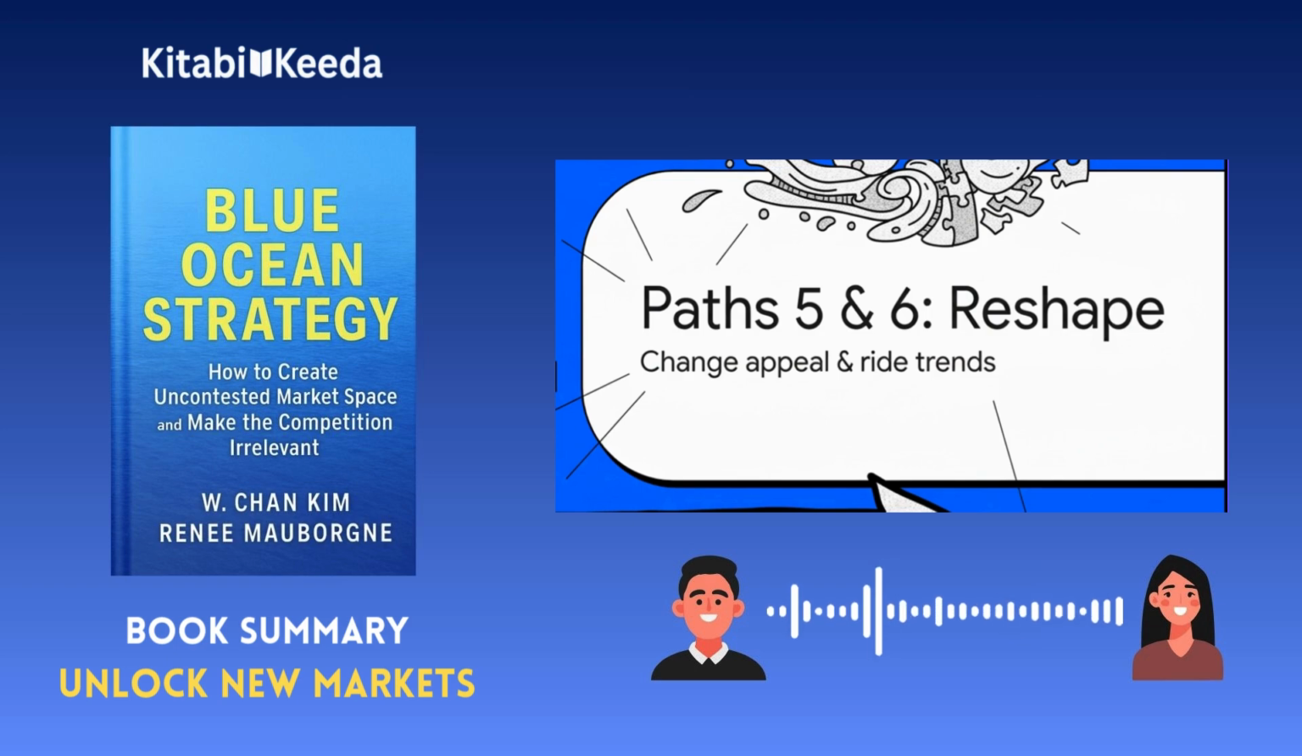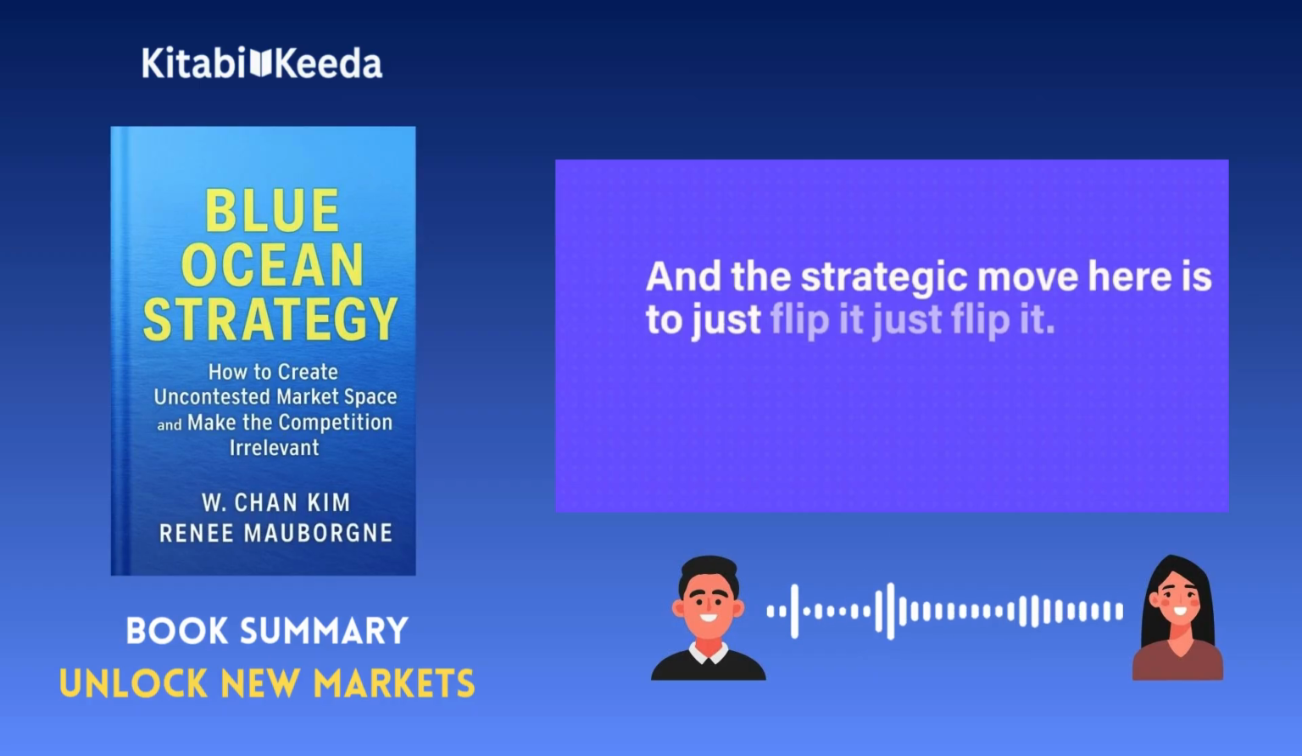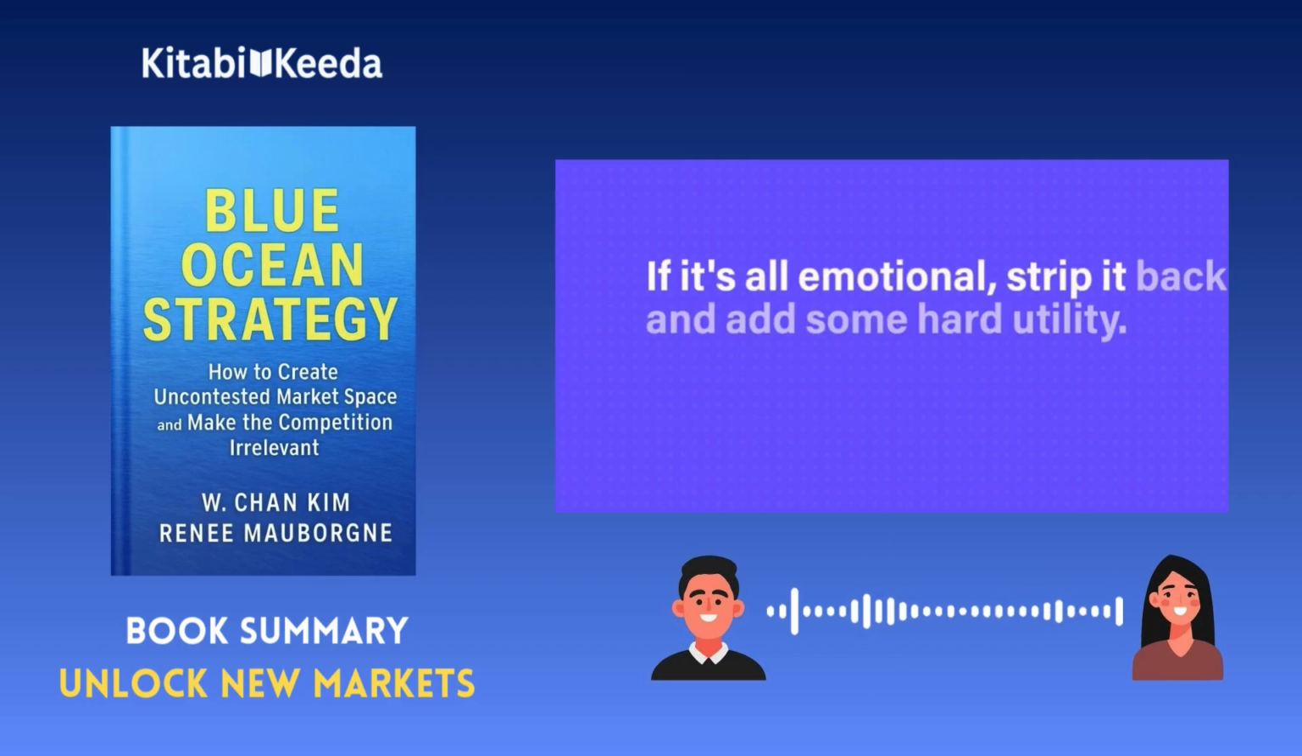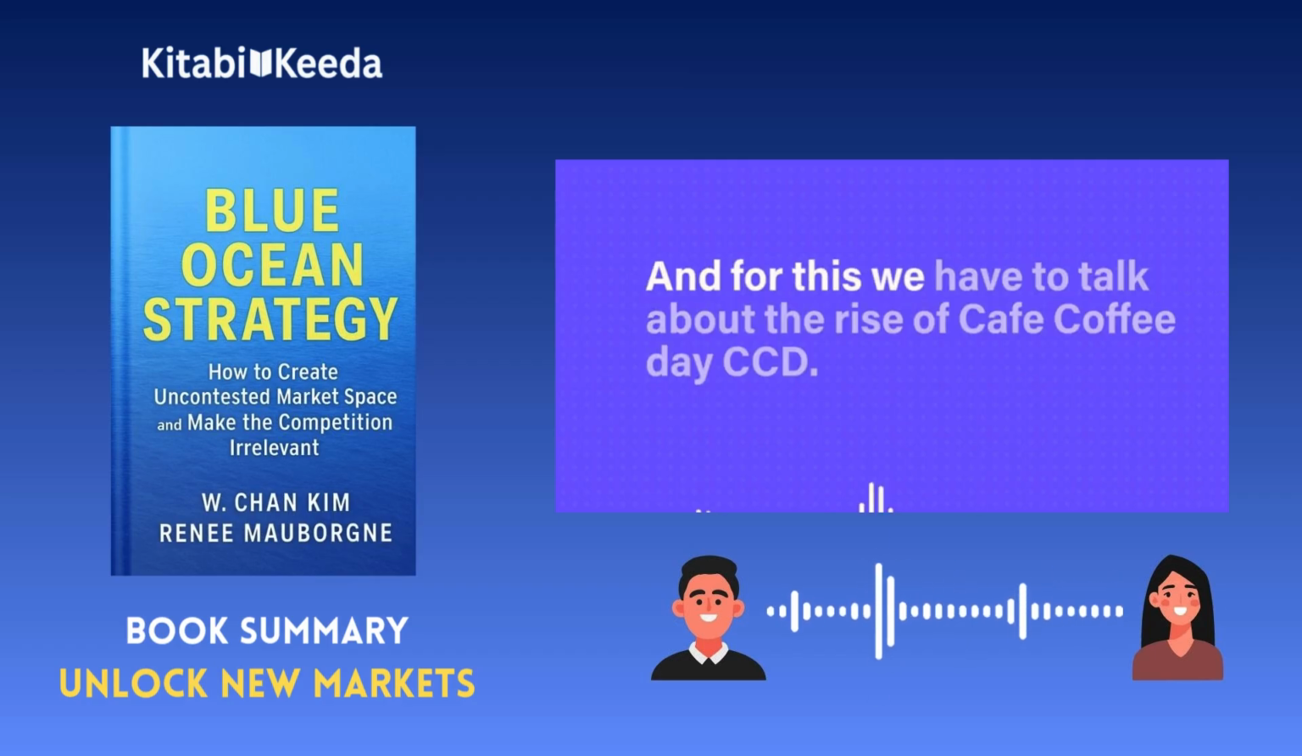It's either all about utility and logic, price, speed, function, or it's all about feeling and emotion. And the strategic move here is to just flip it. If your industry is all functional, inject emotion. If it's all emotional, strip it back and add some hard utility. And for this, we have to talk about the rise of Cafe Coffee Day, CCD.